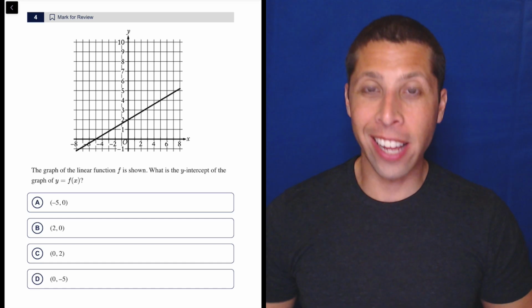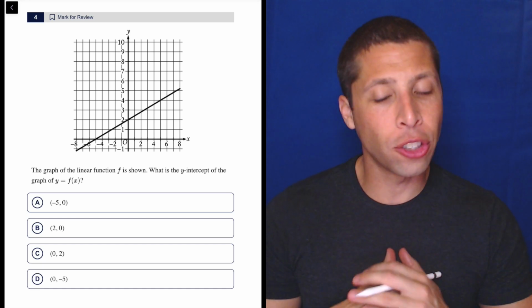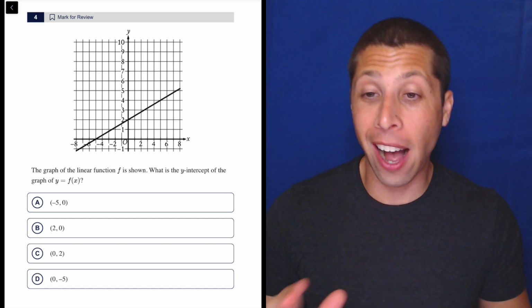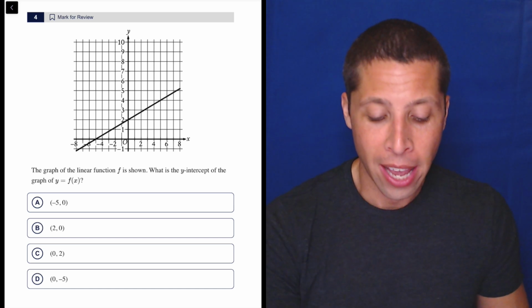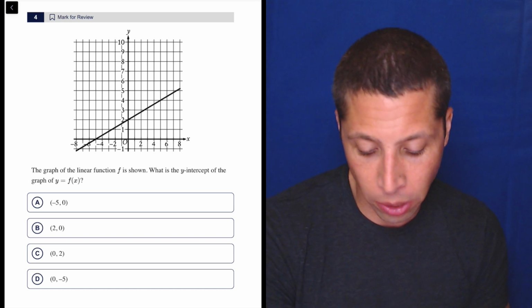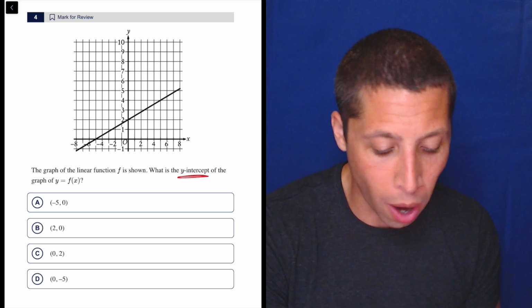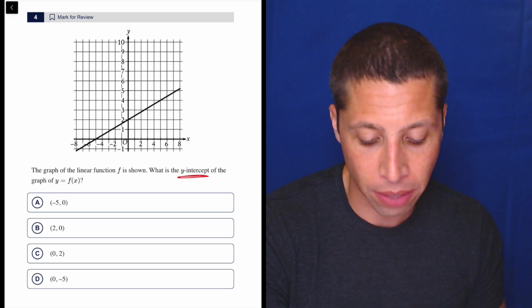We are going to see a lot of questions in this module that are just about reading graphs. And honestly, I think this one is actually harder than a lot of the ones that come later. And the reason is we have to read it. The graph of the linear function f is shown. What is the y-intercept of the graph of y equals f of x?